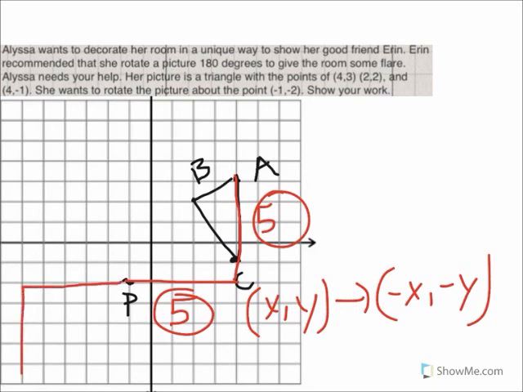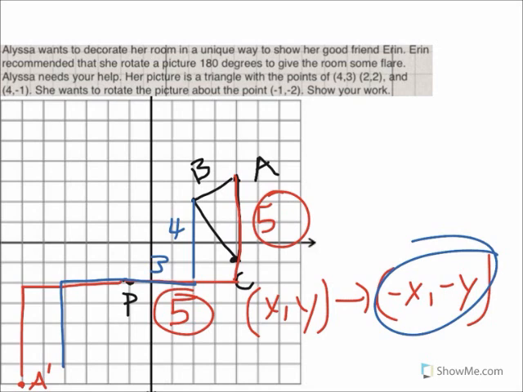Next we will find B prime, and this will be in blue. Now we also need to find how far it is from P, and for the B you need to go over 3 and up 4. And we're going to make this negative again like you see here, and we're going to go left 3 and down 4. Lastly, we will do the C in orange.